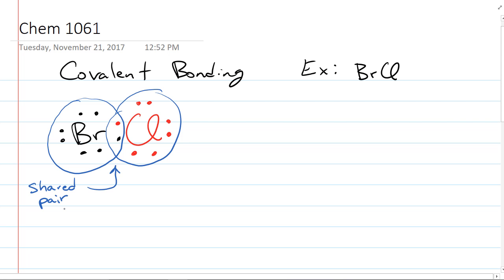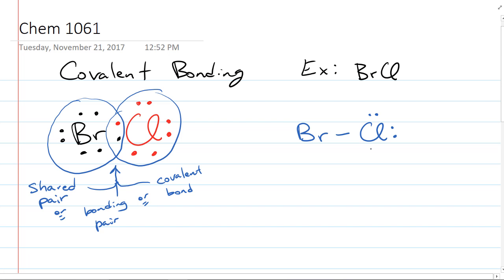Another name for a shared pair of electrons is a bonding pair. So a shared pair or a bonding pair. Or another term for it is a covalent bond. So these are all terms that we use to describe what this shared pair of electrons is. And what we do then when we write out the Lewis diagram is like this. We write it as Br-Cl, where we represent the shared pair of electrons as a dash right there.